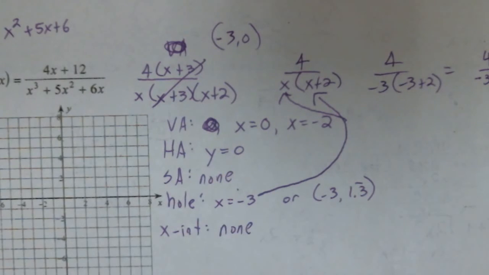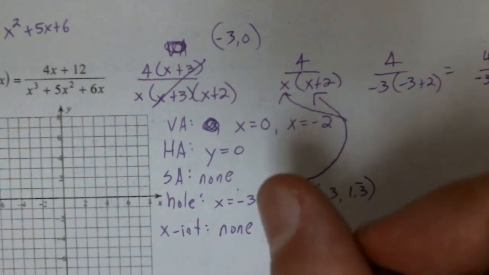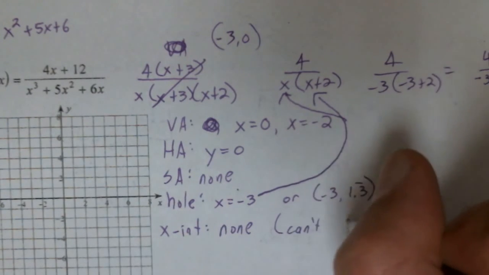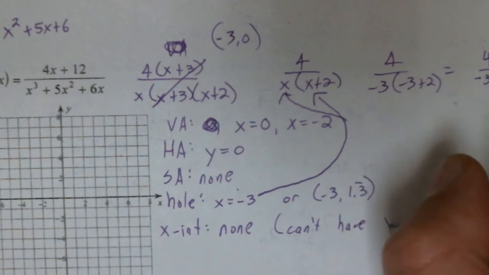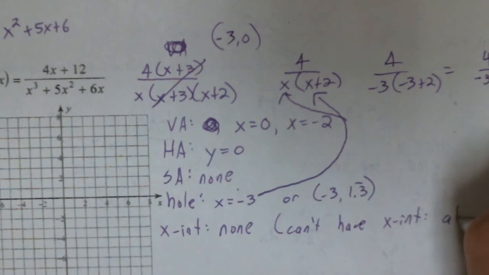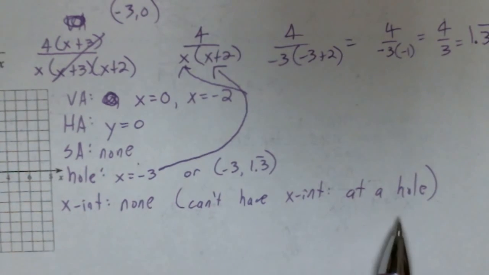And if you look at the graph, you'll see that. It never crosses the x-axis. I can't have an x-intercept at a hole.